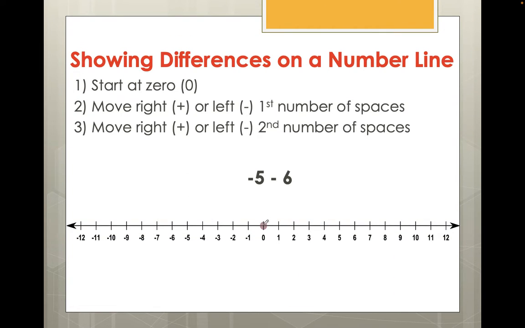Let's show this on a number line. Starting at 0, 5 spaces to the left is negative 5, and then taking away 6 goes to the left. That is all the way down to negative 11 on our number line.